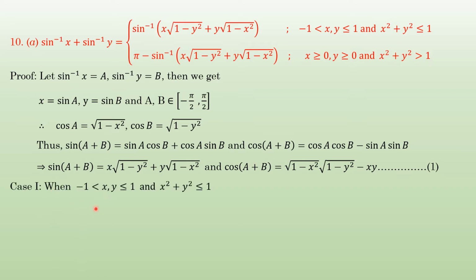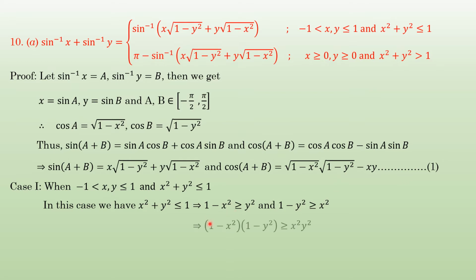Then case 1. So case 1 is this one, and from the second one, it is actually x square plus y square is less than or equal to 1, and actually I am finding 1 minus x square and 1 minus y square. So that is, 1 minus x square will be greater than y square, and 1 minus y square will be greater than x square. Just taking the product here side by side, so 1 minus x square into 1 minus y square will be greater than x square y square.